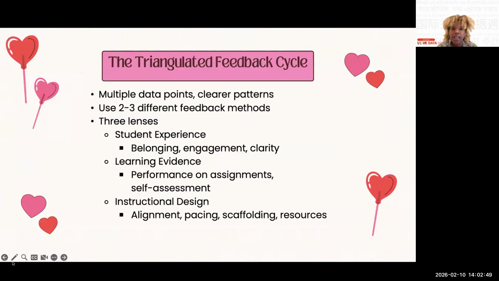And so when we're looking at the triangulated feedback cycle, we can gather multiple data points to see clear patterns from student learning. There are three main lenses that we can look at: the student experience, the learning evidence, and then also instructional design. So how are the resources and the alignment aligning with what students are showing and doing in the classroom? These 2 to 3 feedback methods are going to give you more data than, of course, the end of semester course evaluation. So you'll be able to reflect and adjust accordingly throughout the semester.